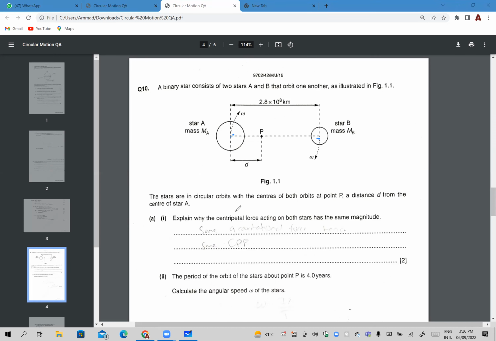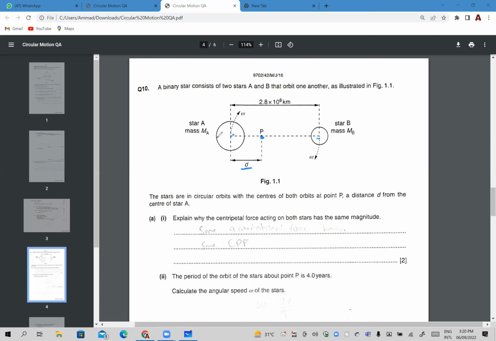Again, star A, point P is basically separated by this distance d, if you look at it with reference to the center of mass of star A. Explain why the centripetal force acting on both stars has the same magnitude. Why is the centripetal force exactly the same on both of these stars? This is the question.